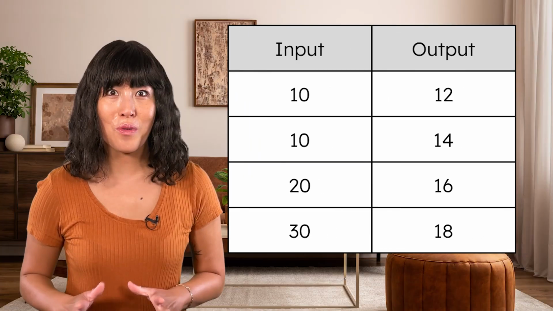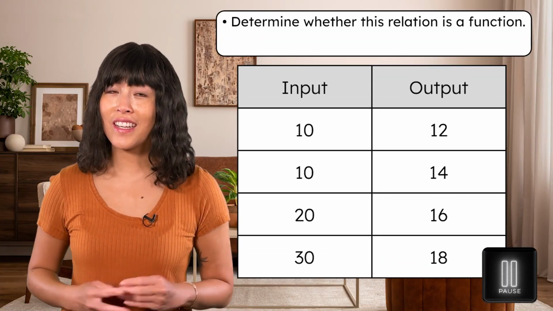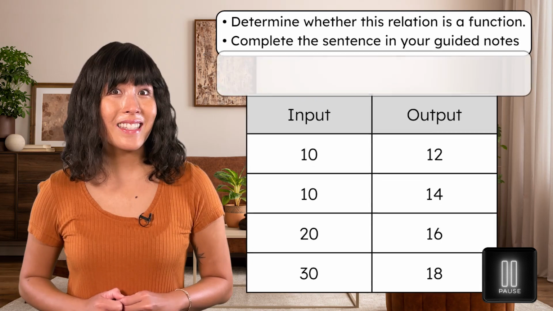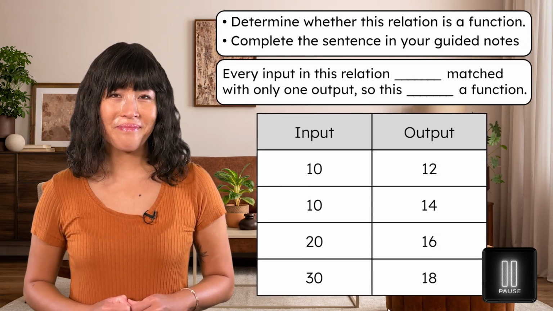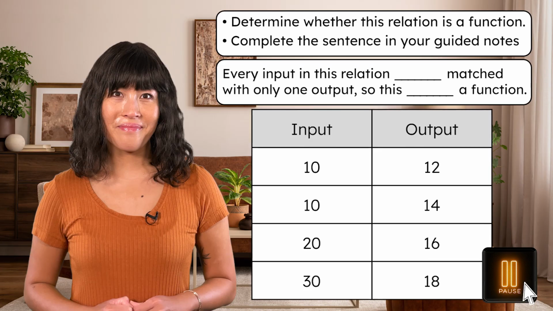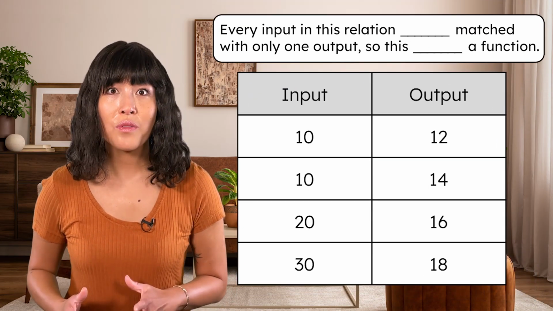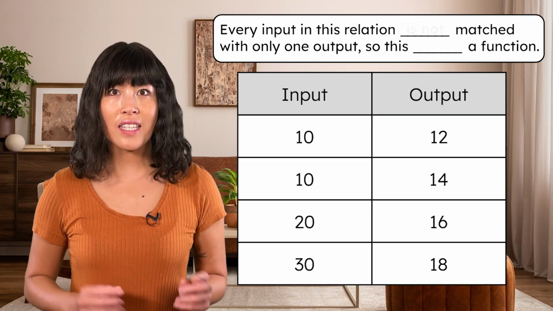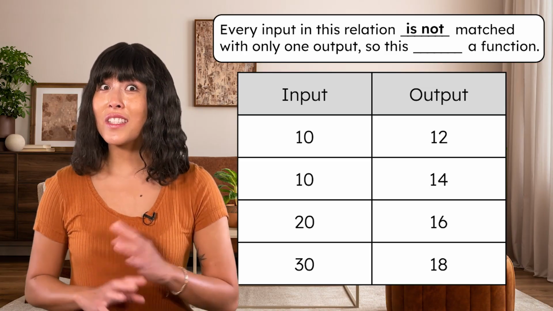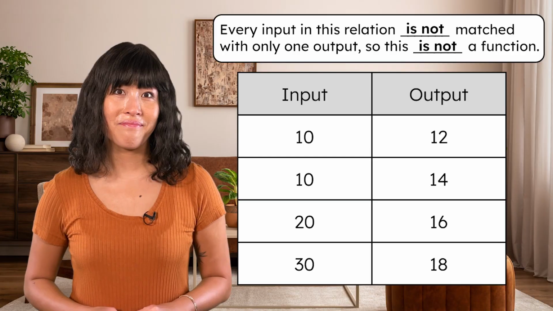Now look at this table. Pause the video and decide whether this is a function. Then complete the sentence in the guided notes. The input 10 is paired with 12 and 14. That means each input in this relation does not have only one output, so this is not a function.